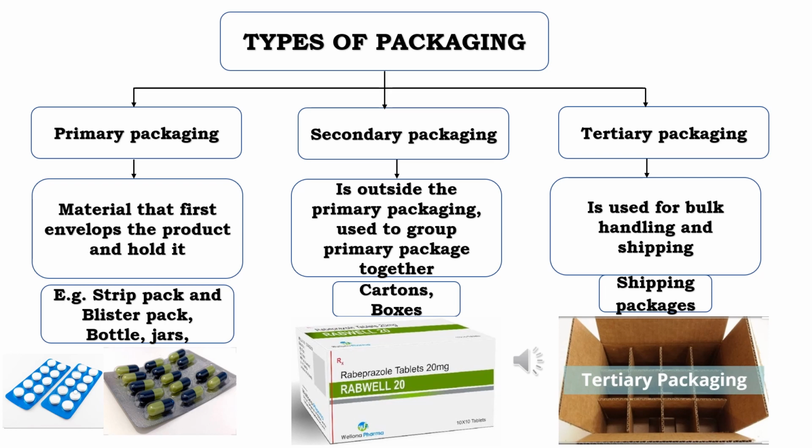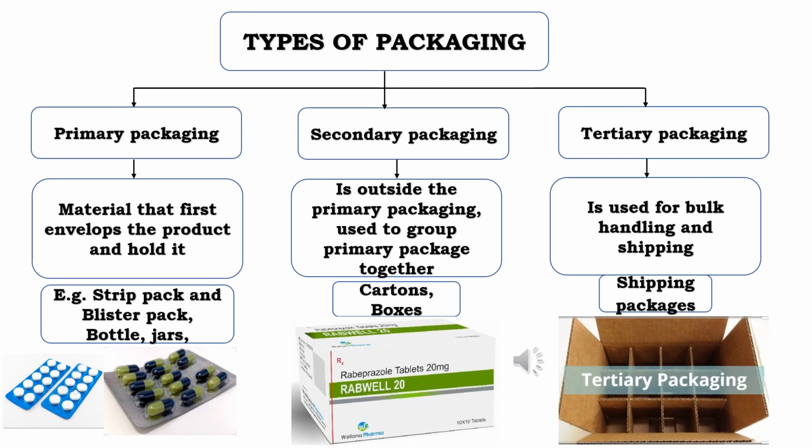Then the examples of primary packages are strip pack, blister pack, then bottles, jars, ampoules, vials, sachets, syringes, then collapsible tubes, etc. And this primary pack may contain multiple units in its package like a strip of 10 tablets or a bottle containing many tablets. It also contains a single dose, that is a single unit pack, for example a sachet. And as this primary package is in direct contact with the product, it should protect the product from all physical, chemical and biological hazards.